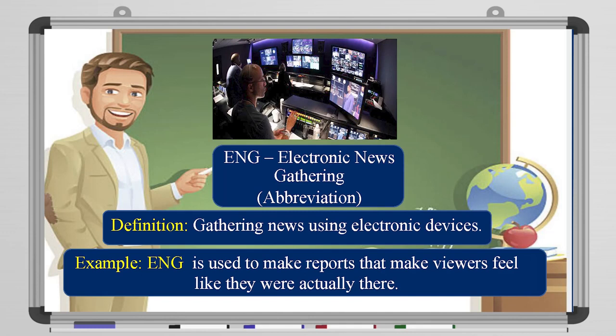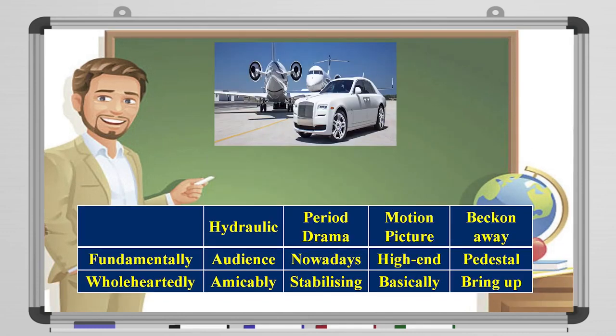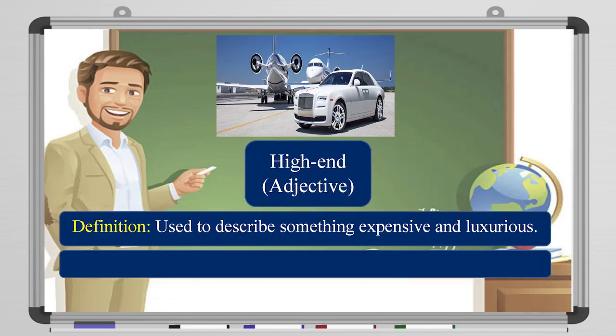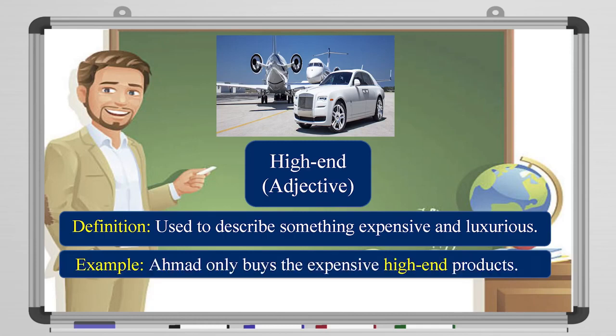It's okay, no problem. Look at this picture. Such a beautiful car, huh? And a nice private jet. Hopefully I'll get that someday. Did you get the word? Yes? No? Let's look at the answer. It is high-end, and it is an adjective. It is used to describe something that is very expensive and luxurious. So, for example, Ahmed only buys the expensive, high-end products. He only buys things that are very expensive, things that are very luxurious. They are things that are very high-end.